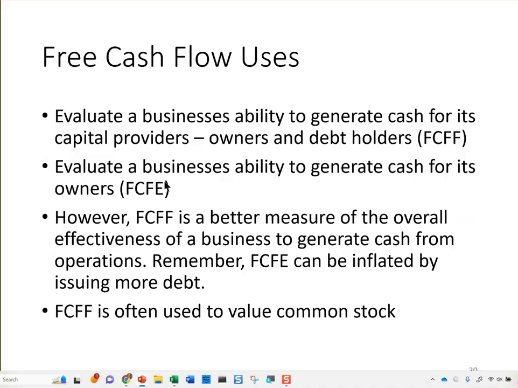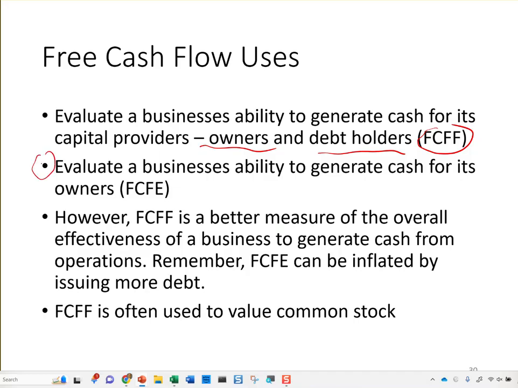All right, last slide for this section. Free cash flow uses. What do we do with all these free cash flows? Well, it's used to evaluate a business's ability to generate cash for its capital providers. When we talk about that, we talk about FCFF, because FCFF tells me how much money a business is generating before interest and debt payments and dividend payments. So it's really how much money is available to pay the debt holders and the owners.